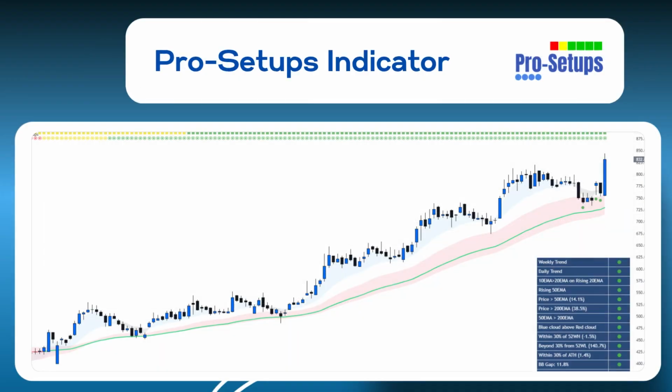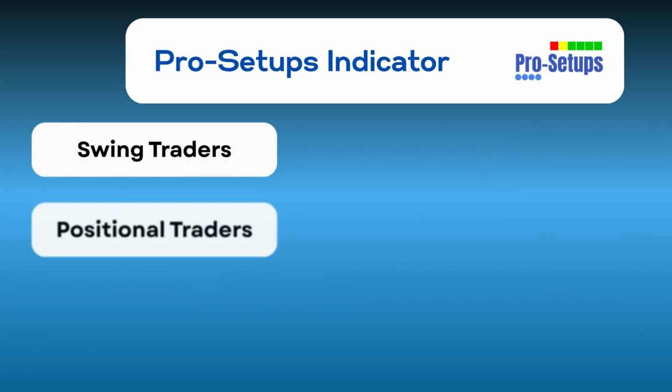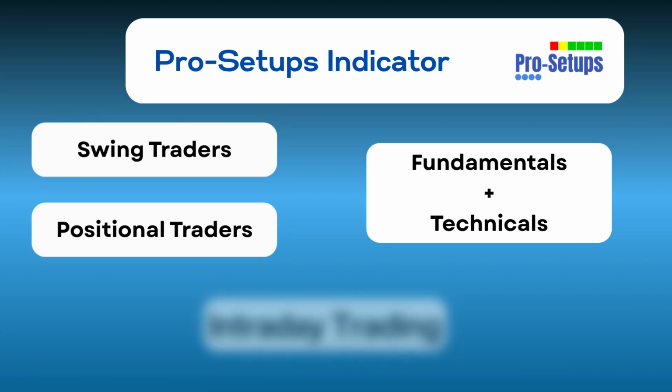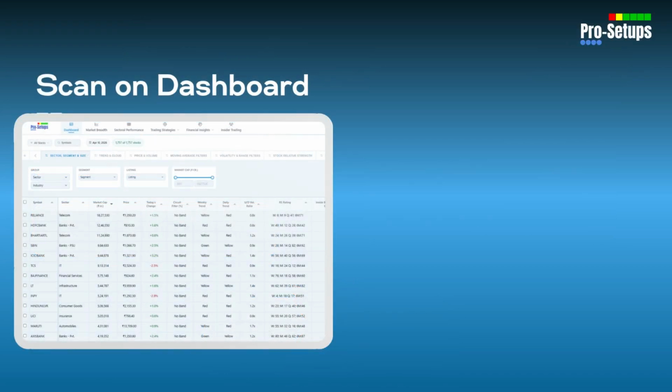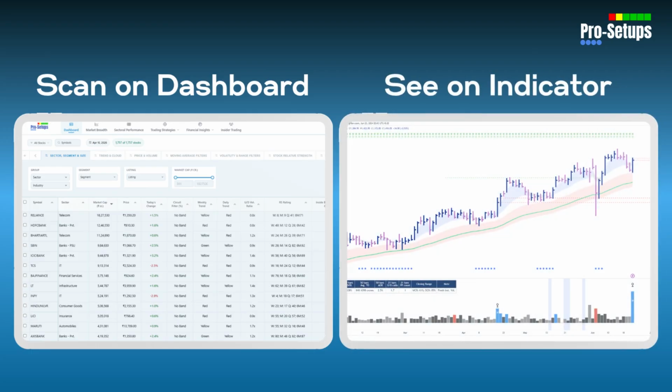In this video, we will give you a quick overview of our Pro Setups indicator. This indicator can be used by swing and positional traders, including fundamental investors who wish to combine technicals to their process. Just note that this indicator is not made for intraday trading. The idea is simple. Whatever you scan on the Pro Setups dashboard, you can see the same on your charts with the Pro Setups indicator.